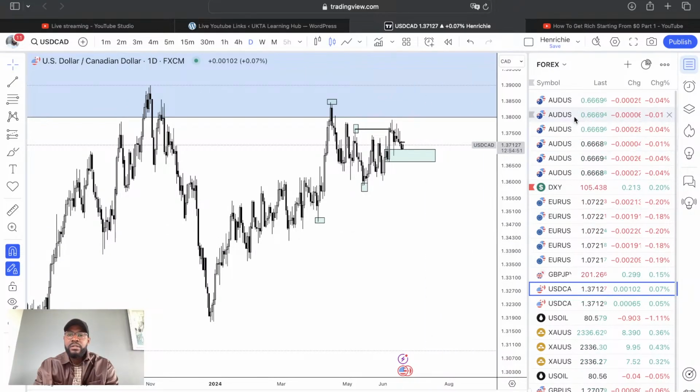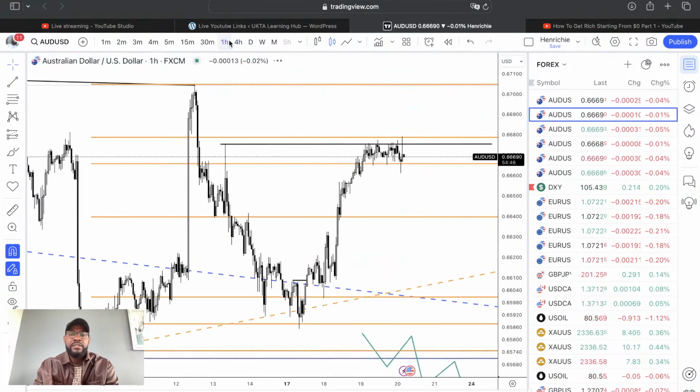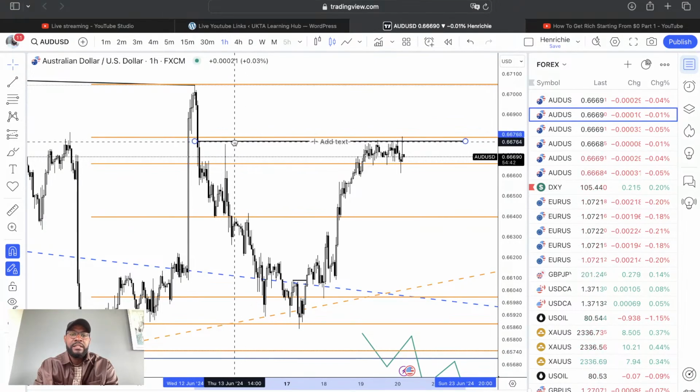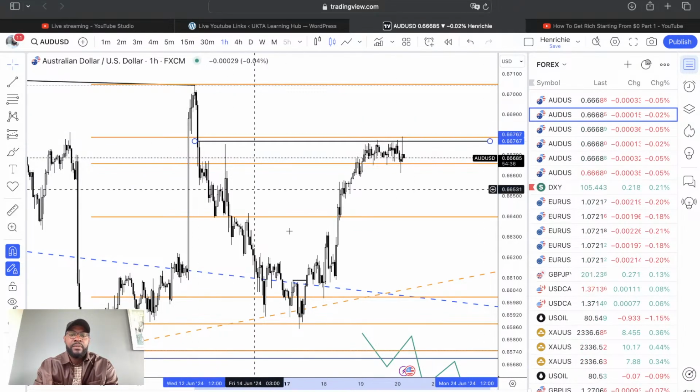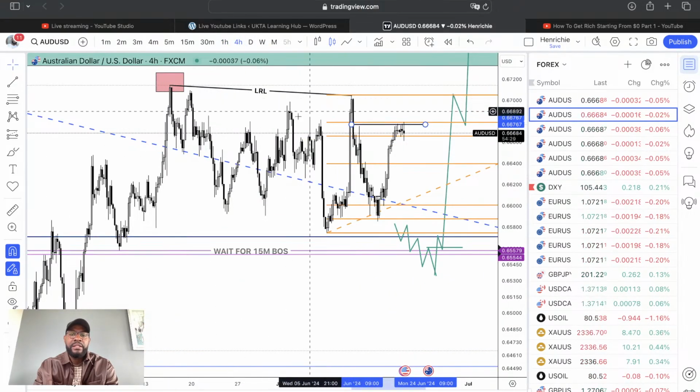So the next one we're going to look at is Aussie dollar, what the market is doing on Aussie. For Aussie dollar, this right here is the last line of defense for Aussie. If Aussie is going to go to the downside, this is the position for that to happen. And if this position fails, then we'll continue higher to run this buy side liquidity.